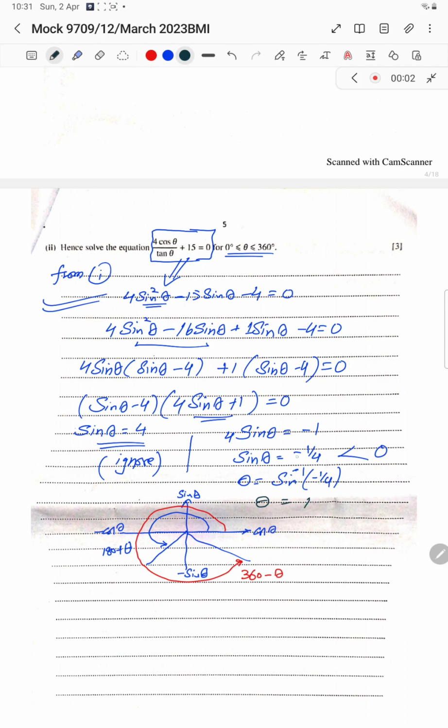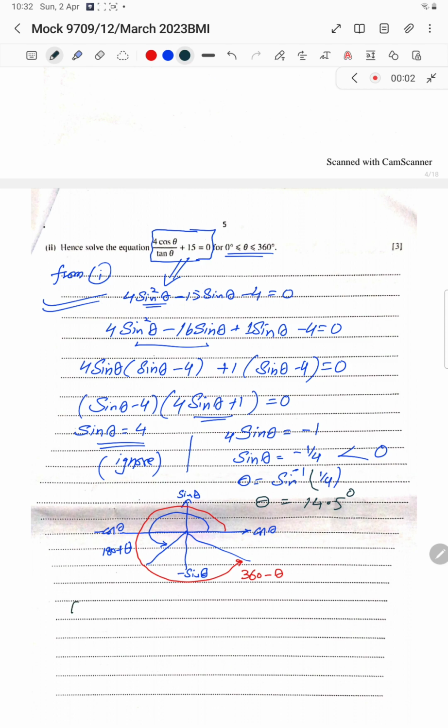We can take this as only. The negative sign indicates in which quadrant your angle must lie. So if you do not put the negative sign, you will get 14.5, because the sign reflects the quadrant. Okay, theta comes out to be 14.5.